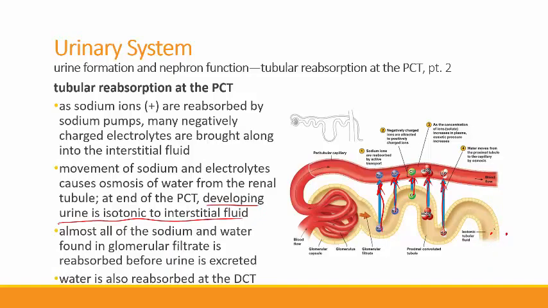tubule wall. So almost all the sodium and the water found in the glomerular filtrate that we produce is reabsorbed before we excrete it as urine. Remember, 99% of the water is reabsorbed. We'll also see that there's water reabsorption at the distal convoluted tubule and at the nephron loop.